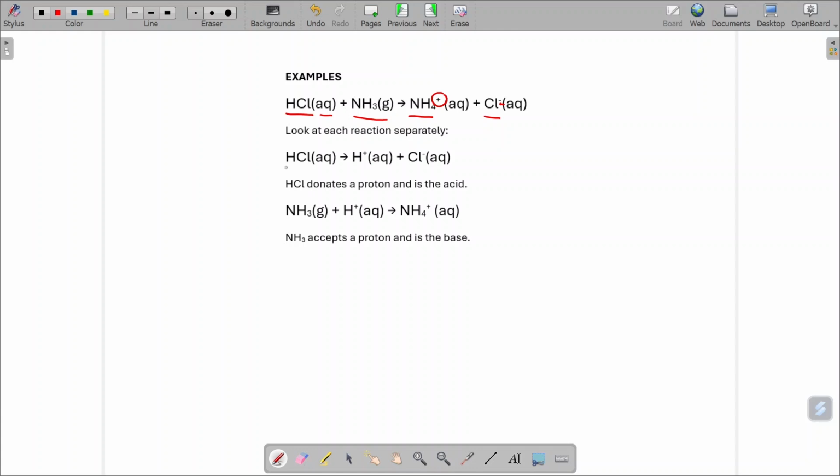If we look at each reaction separately, we can see here the HCl splits into a proton and a chloride ion, and then this proton will be accepted by the ammonia to form the ammonium ion. Because the HCl donates a proton, this is the donation of the proton shown here, that means that it is the acid, while the ammonia accepts the proton, as you can see here, and therefore this is the base.